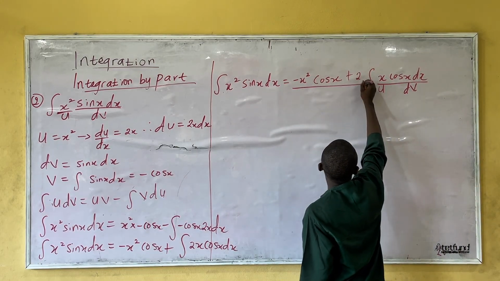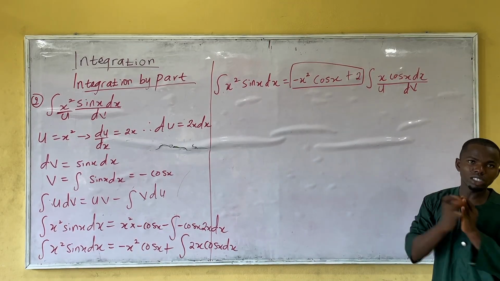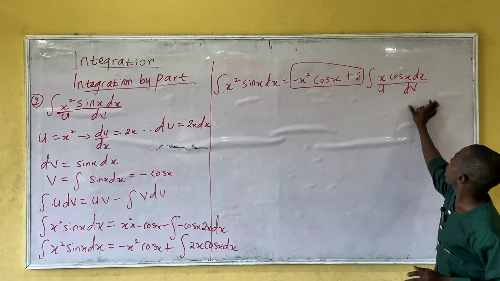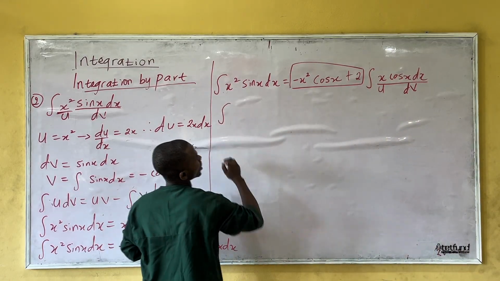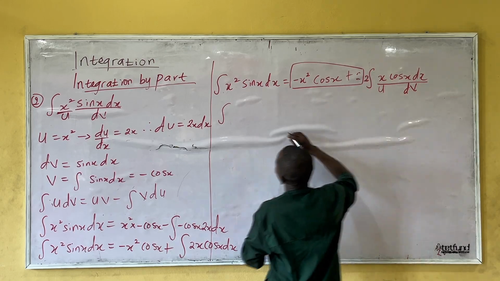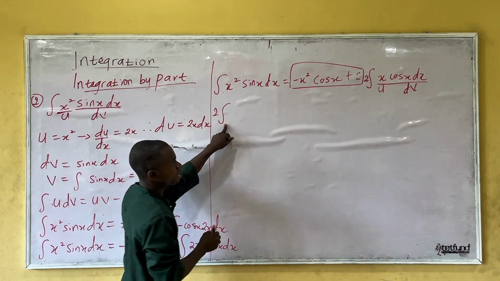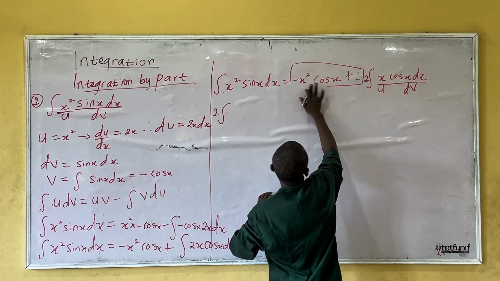I will keep these parts somewhere. I will now work with this. I will now join it together. So I will deal with this first. So I'm working on this now. There is a 2 here, which means I'm working with 2 times the integral. This is plus. Let me clean it so that it's not confused.